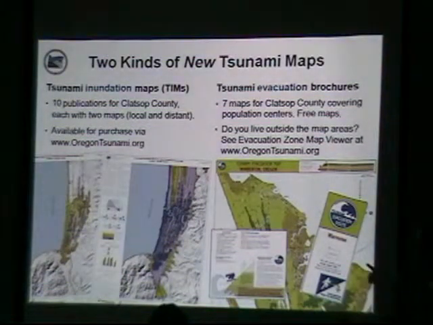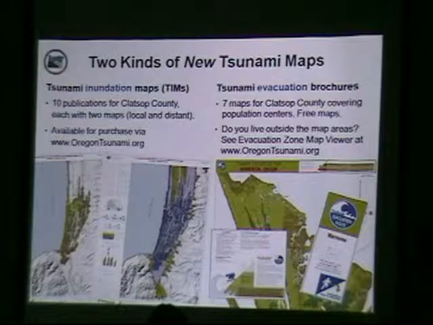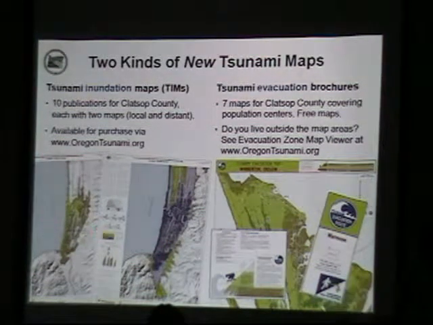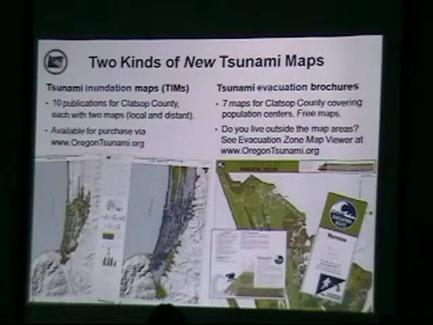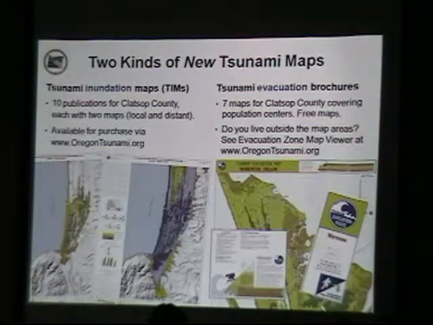There's actually 10 of them to cover the entire Clatsop coast. There's about 100 of them covering the whole Oregon coast. And this is images of what the Seaside Gearhart maps look like. And then, of course, we have the evacuation brochures, and there are 7 maps for Clatsop County, and all of them are at the back table.